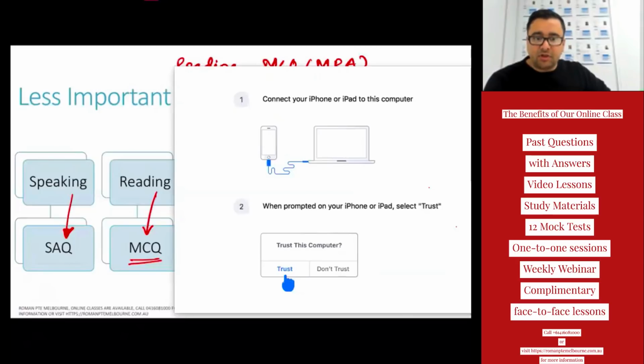Can I click next immediately after finishing describe image? Yes, you can click next immediately after finishing your question.